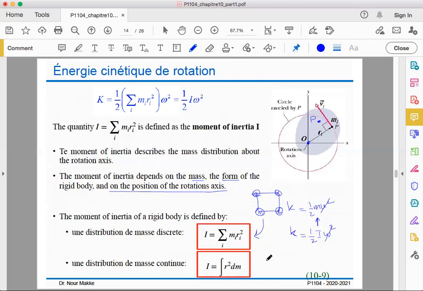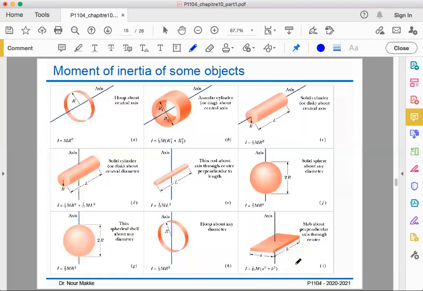What if we have a continuous distribution of mass? In this case, for example, when we talk about a solid sphere, or a cylinder, or a rod, for example, all these objects represent a continuous distribution of mass. In this case, instead of m_i we have an infinitesimal mass element dm, and instead of a summation we have an integral. And so in this kind of case we use I equals the integral of r squared times dm to calculate the moment of inertia of these objects.